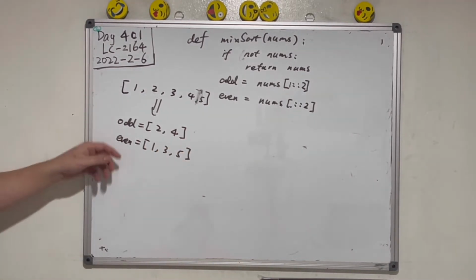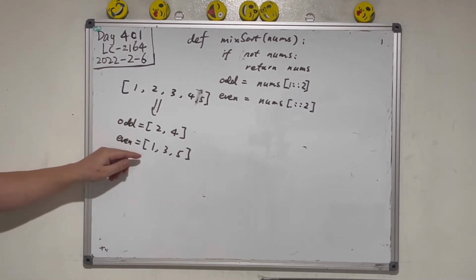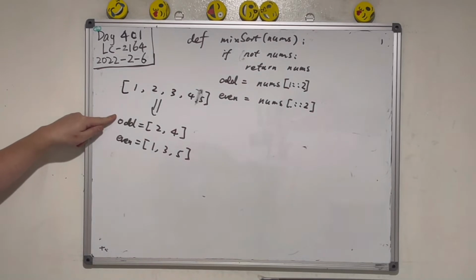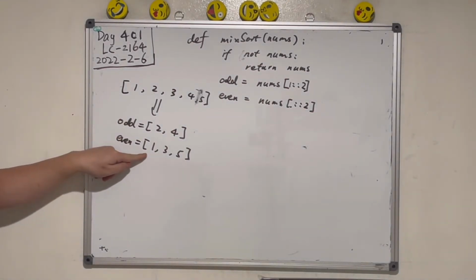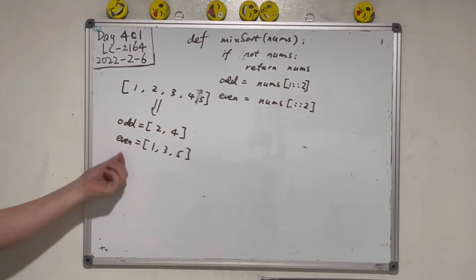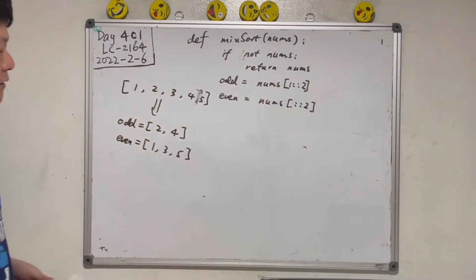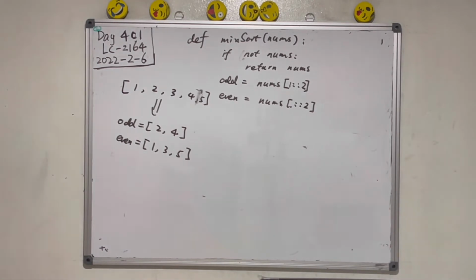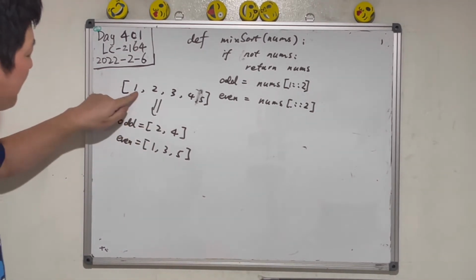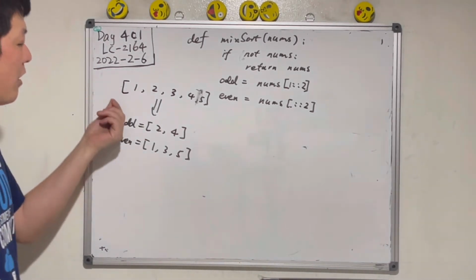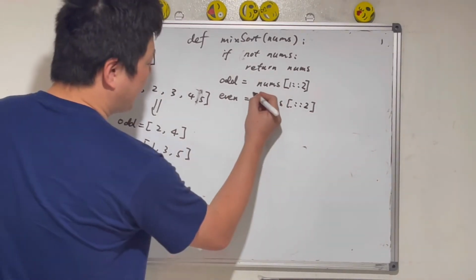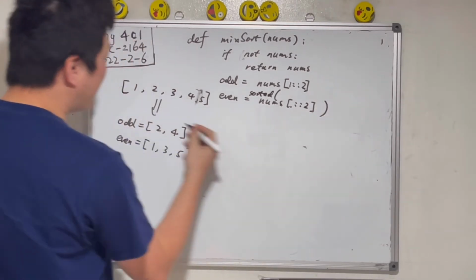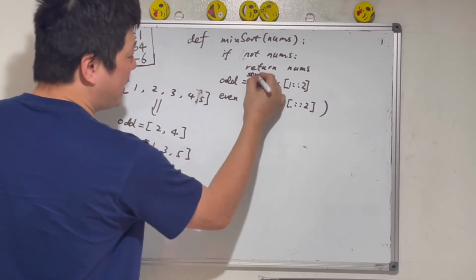Then we start with the even numbers. So what do we do now? We have even numbers and odd numbers. We now sort them. We need to sort the even numbers increasing and then the odd numbers decreasing. So let's say we put a sort here.